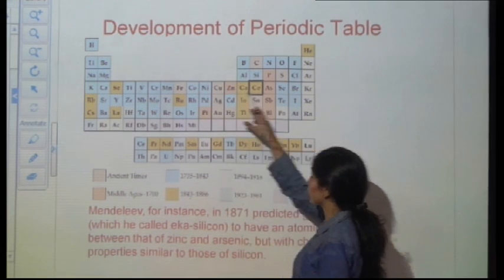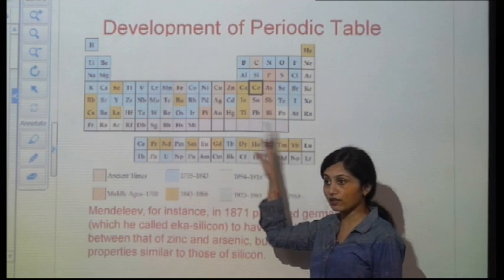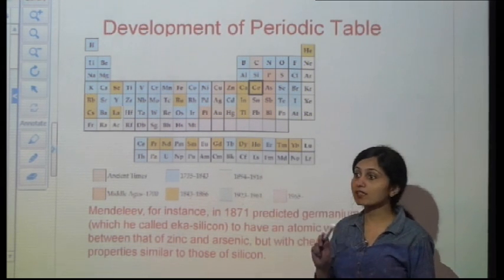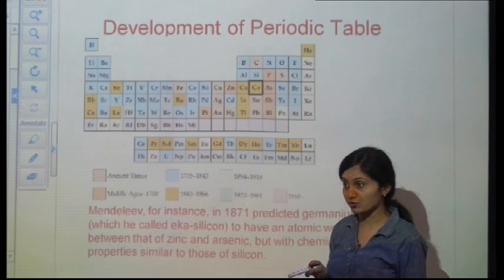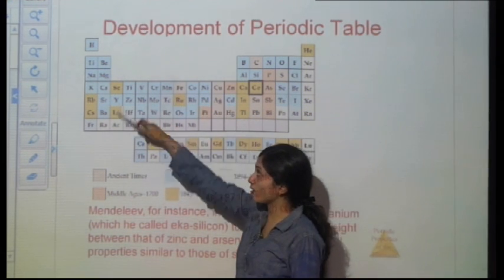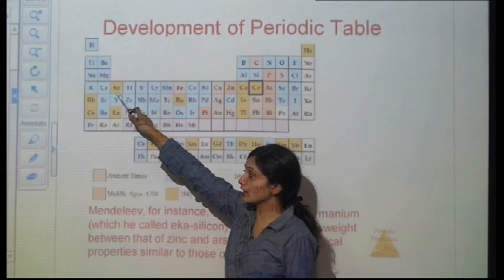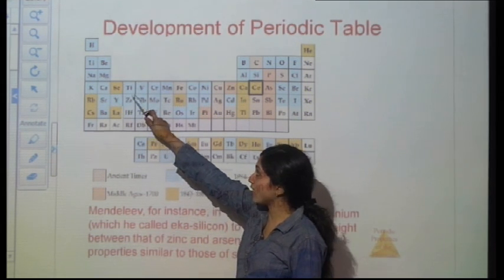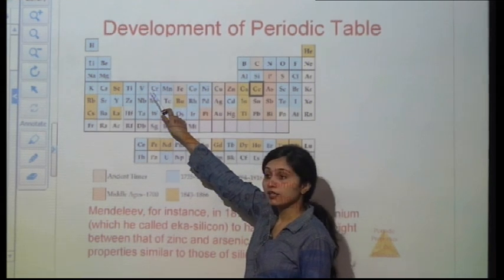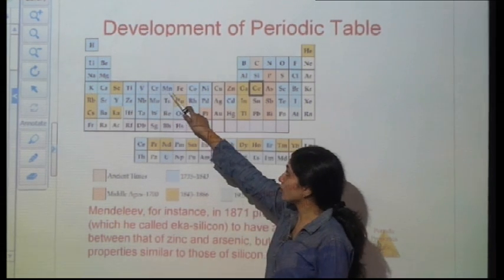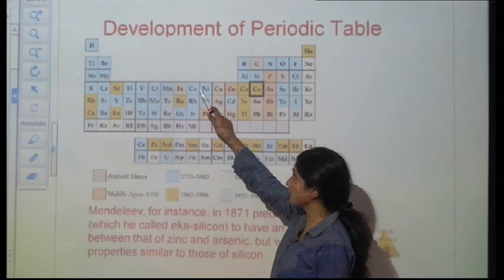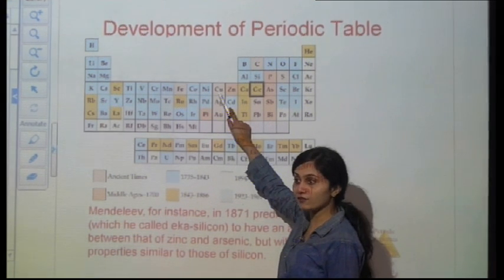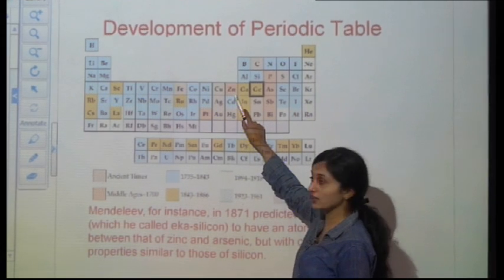Now, there is no need to remember beyond that group period wise. Groups will now be more important. Why? Because the outermost configuration is important. When I talk about this d block, what is the configuration here? 4s2 3d1, and then 3d2, 3d3, 3d5 with 4s1, 3d5, 3d6, 3d7. Tell me? 3d8, 3d10 with 4s1, and 3d10.